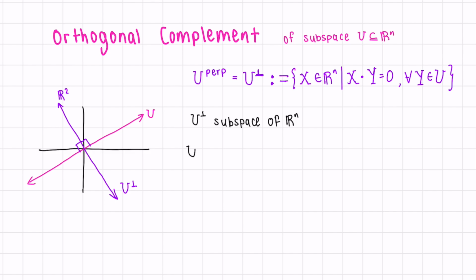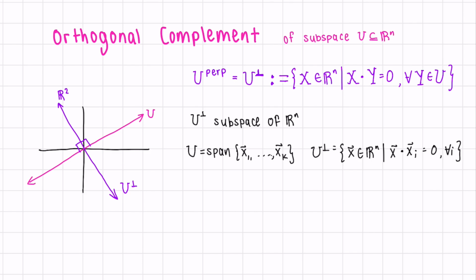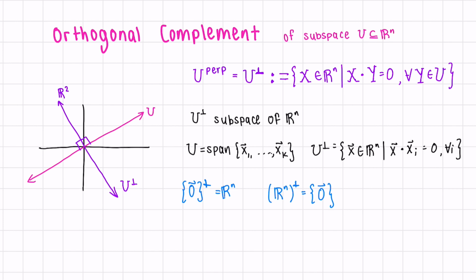If U is the span of, let's say, x1 to xk, U perp would contain vectors x such that x dot all of these vectors is 0. Lastly, two interesting facts. The perp of the 0 vector: if we only start with the 0 vector, every single other vector is going to be perpendicular to it. So this would be Rn. If we go the opposite direction, if we start with all the vectors in all of Rn, the only vector that's going to be perpendicular to all of these vectors is the 0 vector.